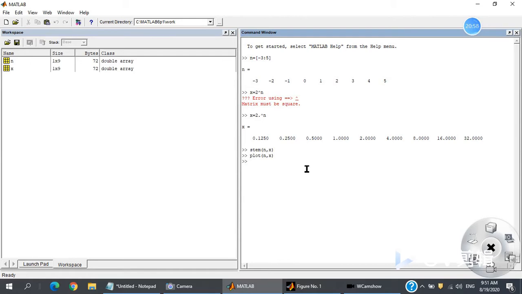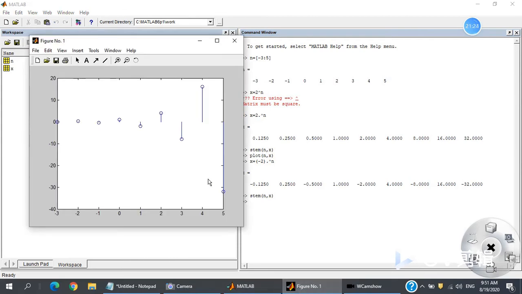Here a is positive, so the signal is increasing. You can also have a of -2, so x is -2 to the power n. Let's use them again. How does it look? Oh, okay, it's here. The values will be positive, negative, positive, negative, positive, negative, positive, like this, right?